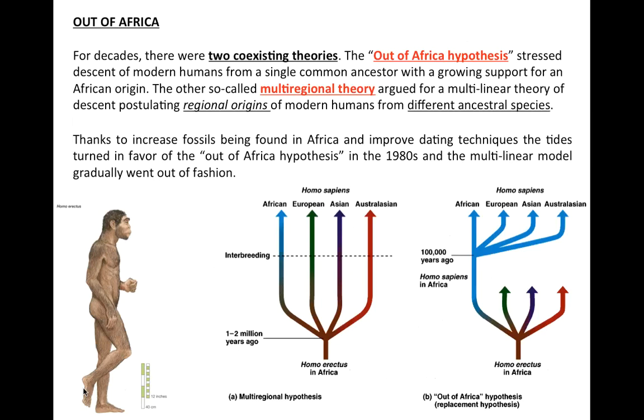It has now been established that modern humans originated in Africa about 300,000 years ago. This is known as the out of Africa hypothesis.